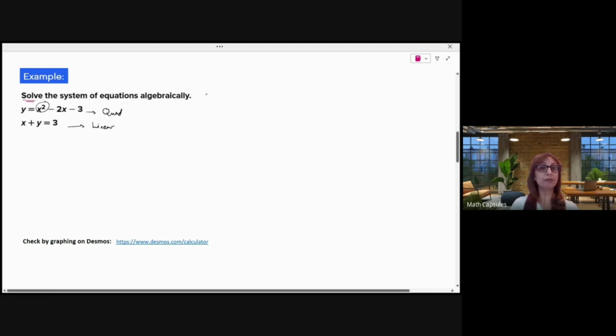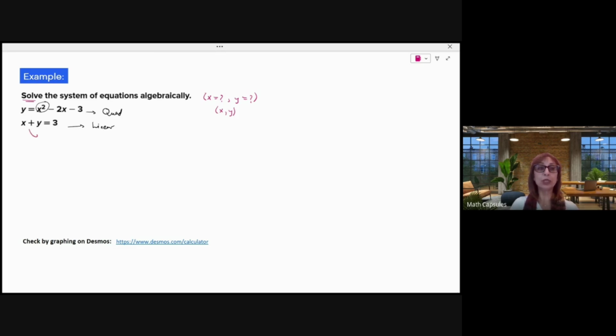Solve means find the value of x and the value of y, or the point of intersection, which is x and y that satisfies both equations together. Look at the first equation. We have y equals x squared minus 2x minus 3. The second equation is written in standard form of the linear function, which is x plus y equals 3.